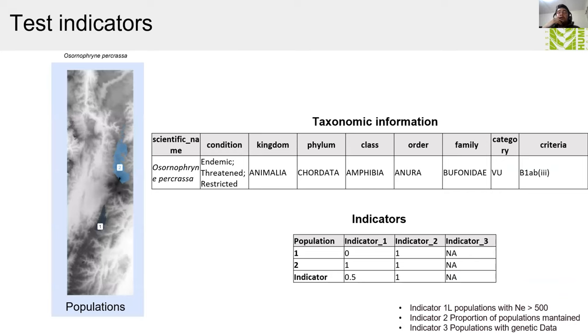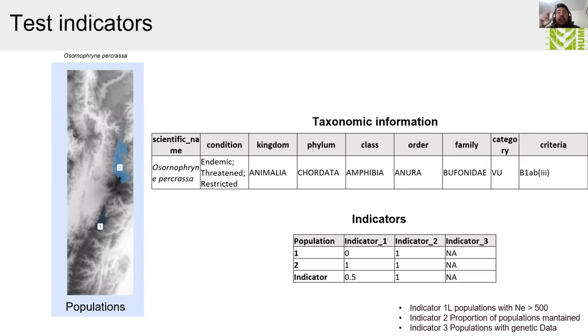I'm going to talk about some examples for specific species. Here we have some examples of species for which we estimated the indicator. The first example is an amphibian. The species is Osornophryne percrassa, an endemic species of Colombia with a population located exclusively in the Colombian Andean mountains, which is vulnerable to extinction and is classified as restricted because it has a very small distribution range.